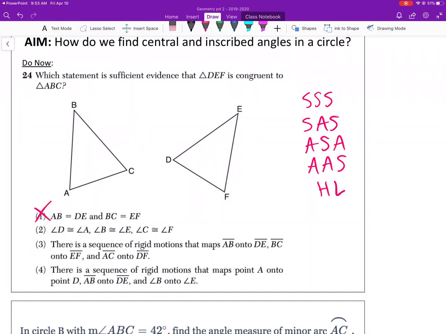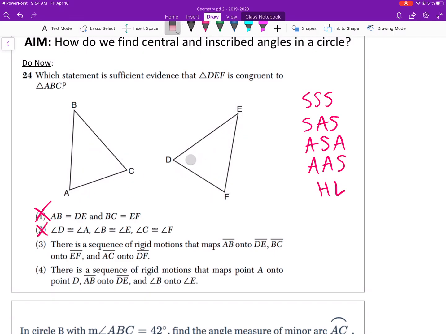Choice 2, angle D is congruent to angle A, angle B is congruent to angle E, and angle C is congruent to angle F. All right, is this one of those congruence criteria? The answer is no. This would give us similarity, actually. This would give us angle-angle-angle. All right, similarity does not necessarily give us congruence, so not choice 2.